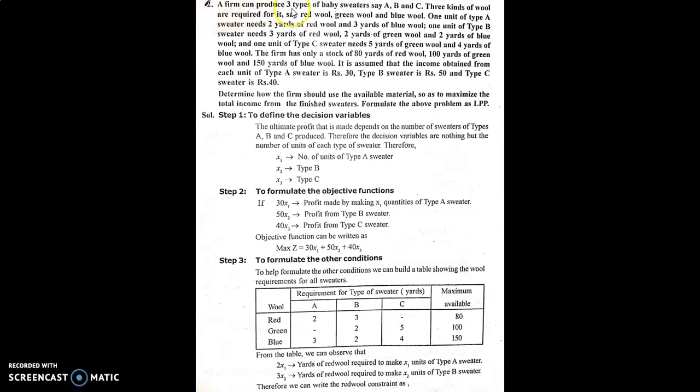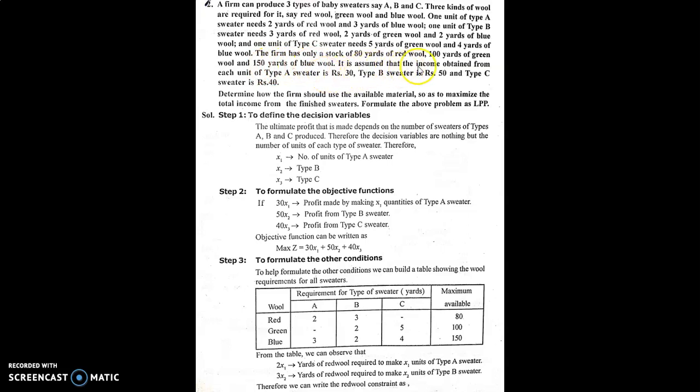A firm can produce three types of baby sweaters, say A, B and C. Three kinds of wool are required for it: red wool, green wool and blue wool. 1 unit of a type A sweater needs 2 yards of red wool and 3 yards of blue wool. 1 unit of a type B sweater needs 3 yards of red wool, 2 yards of green wool and 2 yards of blue wool. 1 unit of a type C sweater needs 5 yards of green wool and 4 yards of blue wool. The firm has only a stock of 80 yards of red wool, 100 yards of green wool and 150 yards of blue wool.